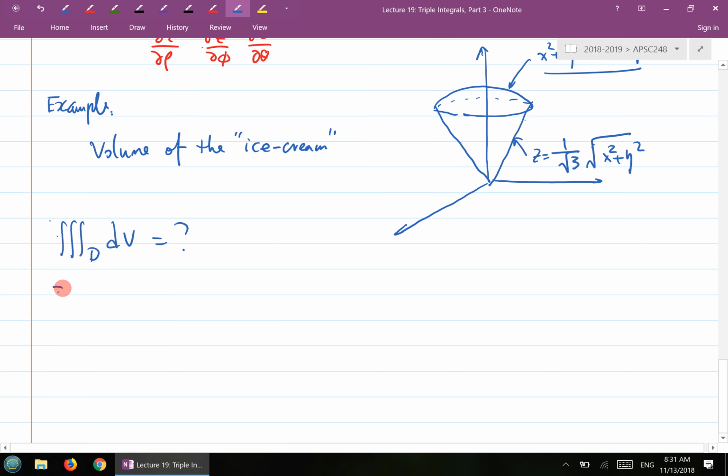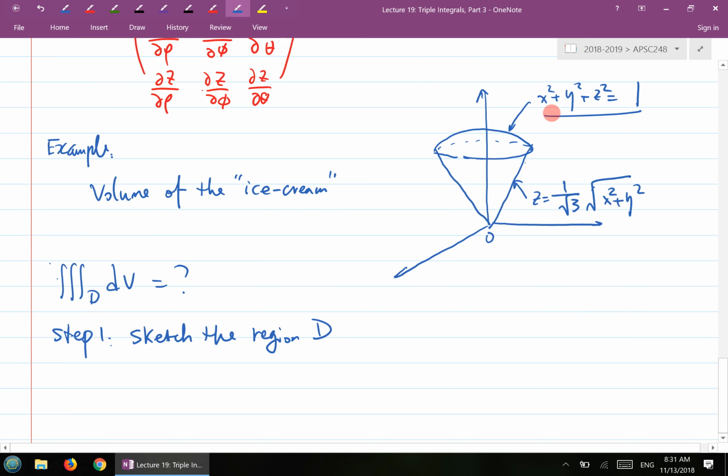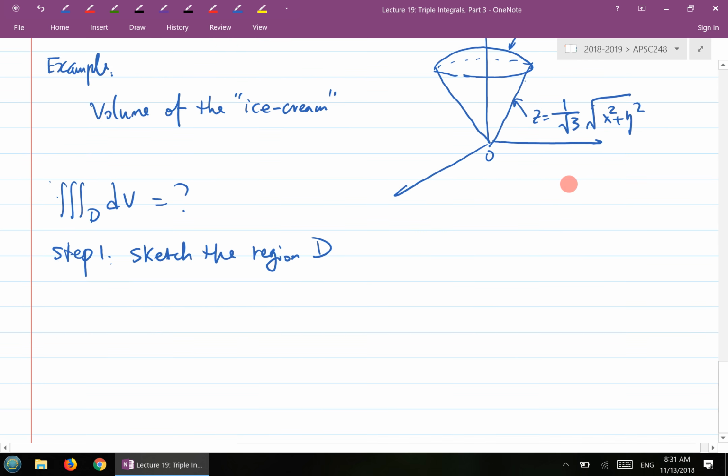So the typical steps. First step, sketch the region D, which we have just sketched here. The question may just give you a simple language description. For example, say region D is bounded by a sphere x squared plus y squared plus z squared equal to 1 and a cone of this. That would be the description, and then you can sketch using this description.